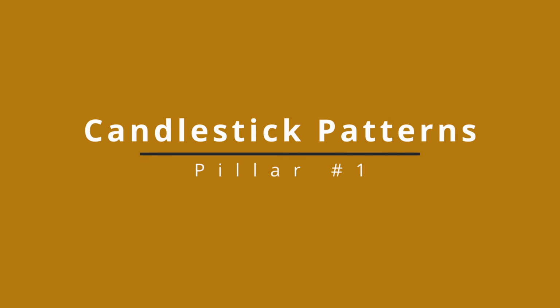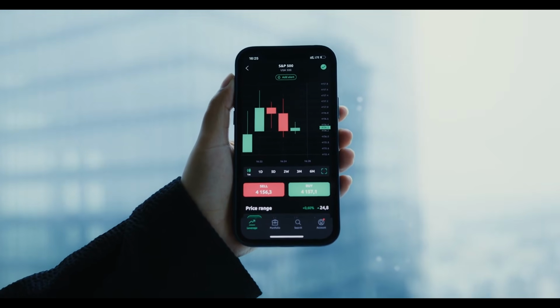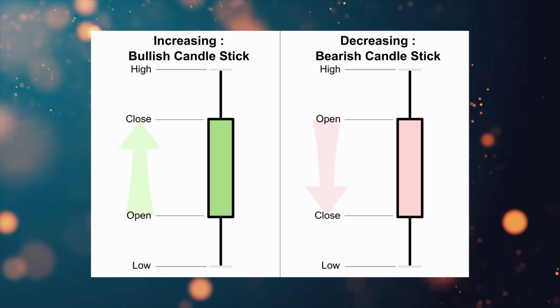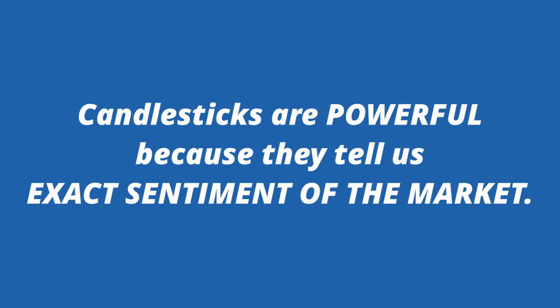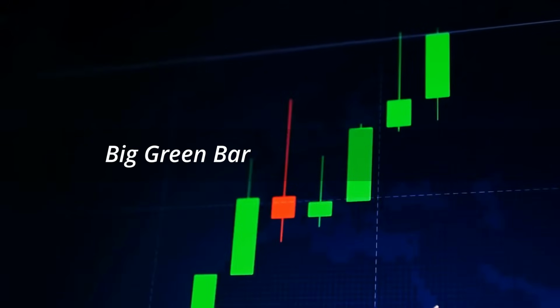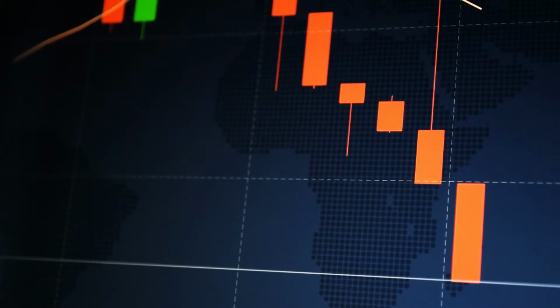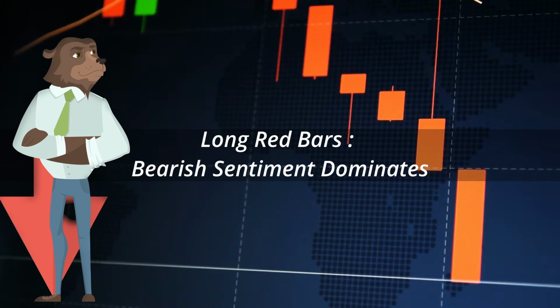Pillar number 1, candlesticks. Candlesticks are simple red or green bars, with shadows, that tell us the open, high, low and close price of a trading instrument in a given interval of time. They are truly powerful because they tell us the exact sentiment of the market in that time interval. A long green bar with no shadows tells us that the market is extremely bullish, and a red bar with no shadows tells us that the current sentiment in the market is bearish.